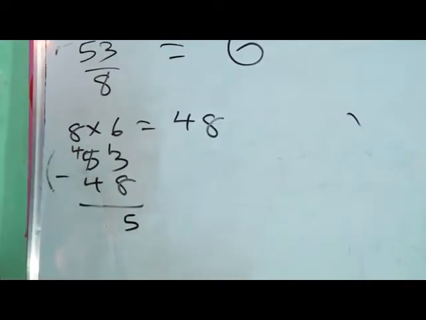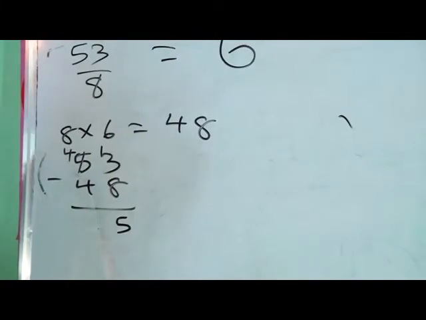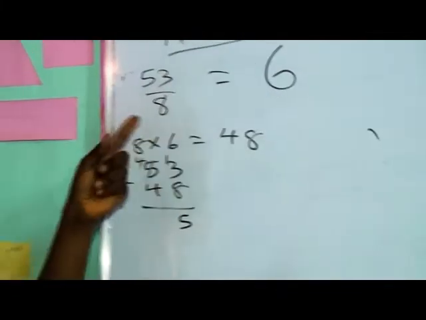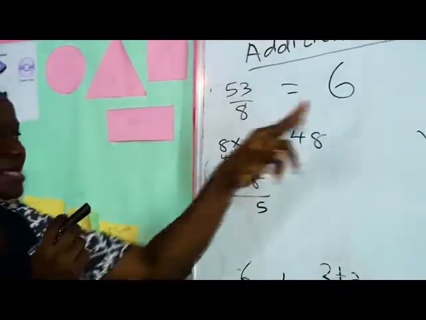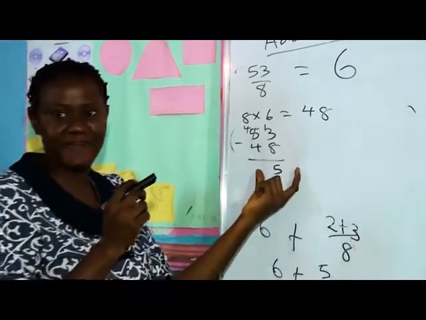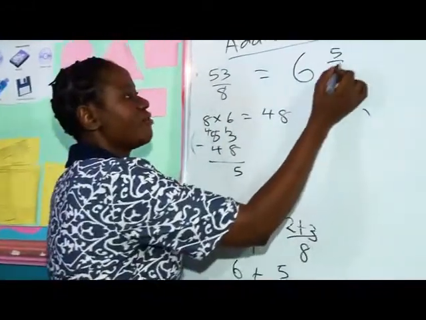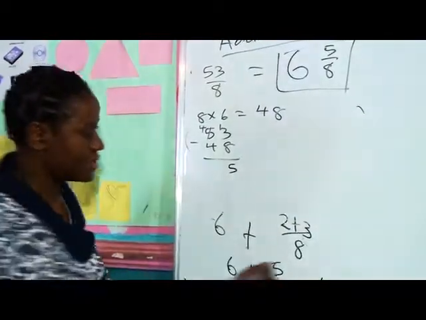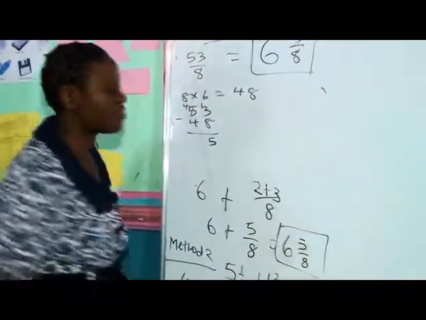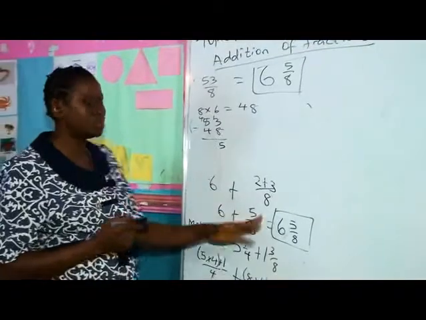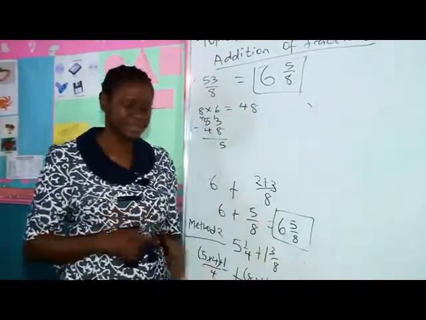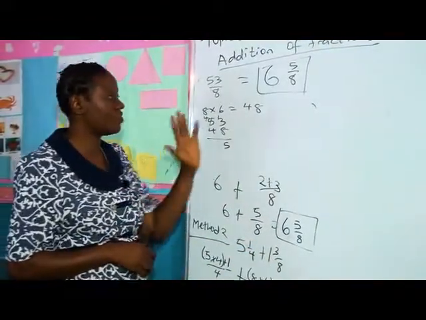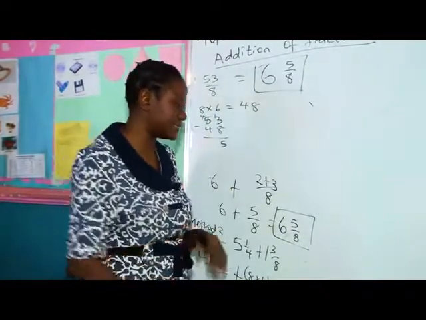So I can get 6 complete sets of 8s from 53. That's 6 whole number, remainder 5. So 5 over 8. This is our answer, and you can see the same here. Whichever method you choose to use, you should arrive at the same answer. I believe we've been able to understand this.